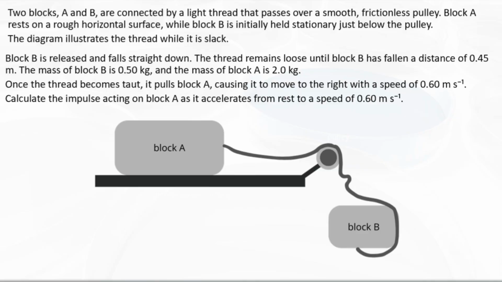Let's have a look at this question. Two blocks A and B are connected by a light thread that passes over a smooth, frictionless pulley. Block A rests on a rough horizontal surface while block B is initially held stationary just below the pulley. Now remember, stationary means it's not moving at all. The diagram illustrates the thread while it is slack. Block B is released and falls straight down.